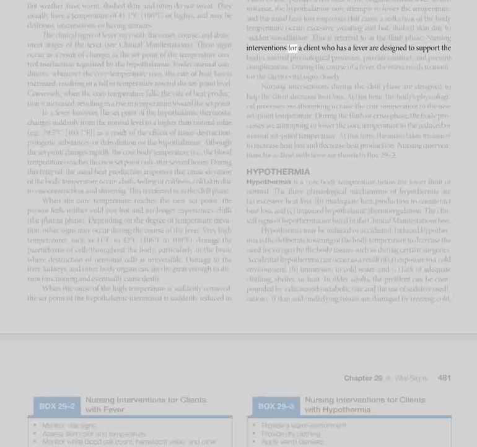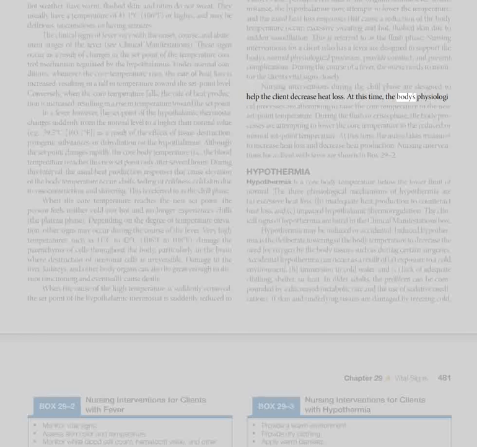Nursing interventions for a client who has a fever are designed to support the body's normal physiological processes, provide comfort, and prevent complications. During the course of a fever, the nurse needs to monitor the client's vital signs closely. Nursing interventions during the chill phase are designed to help the client decrease heat loss.